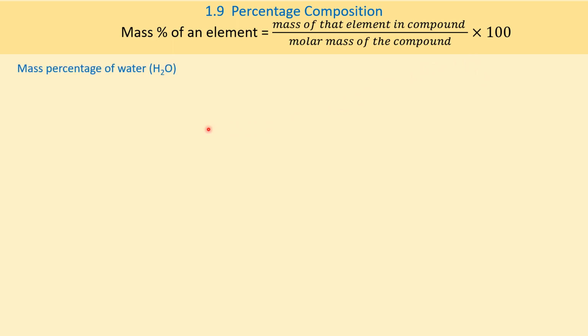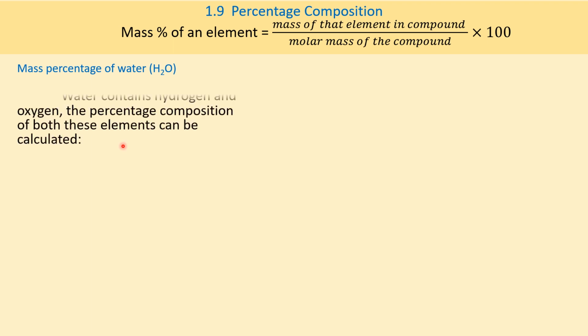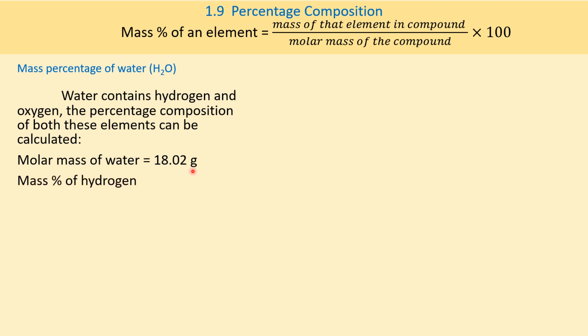Let us take two examples. Mass percentage of H2O. Water contains hydrogen and oxygen. The percentage composition of both these elements can be calculated as given below. So, molar mass of water, we know that it is 18.02 grams. Mass percentage of hydrogen is 2 into 1.008 by 18.02.